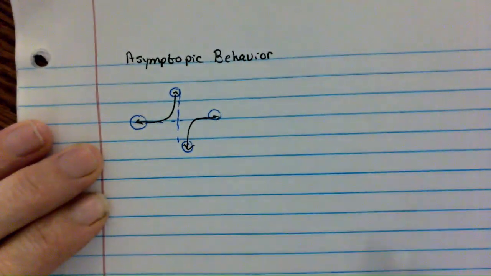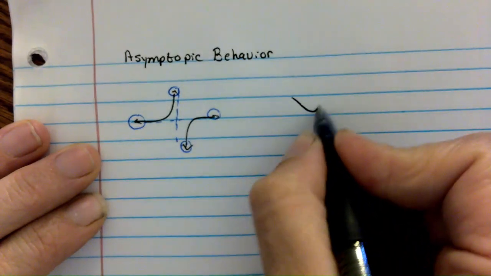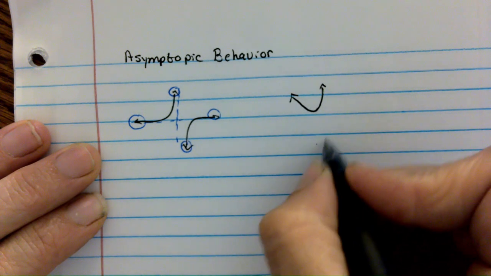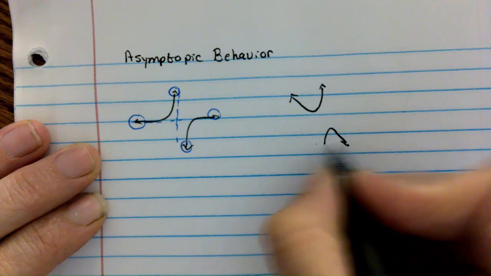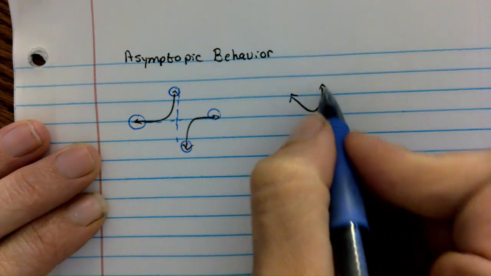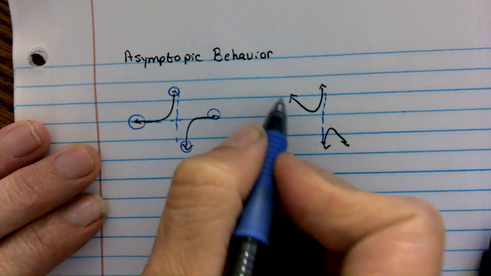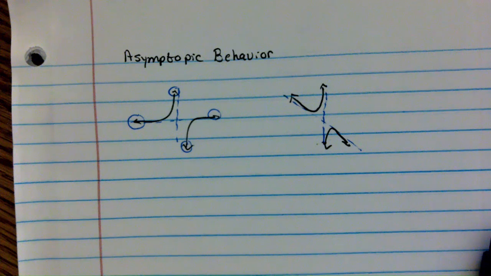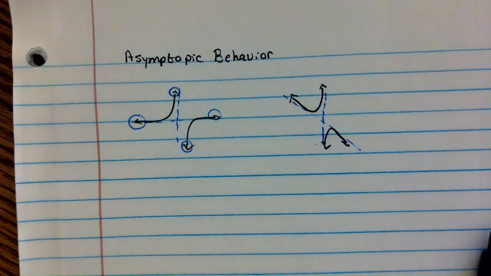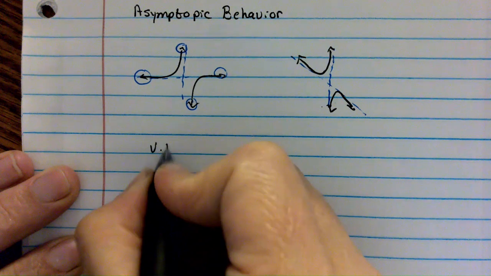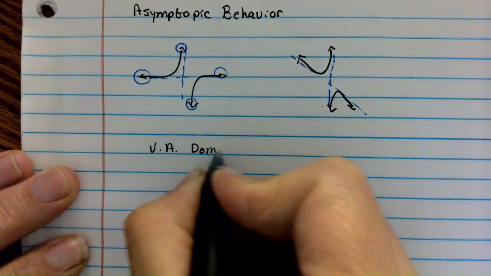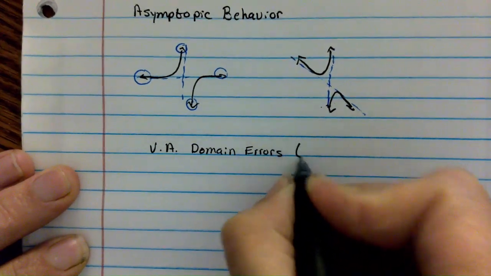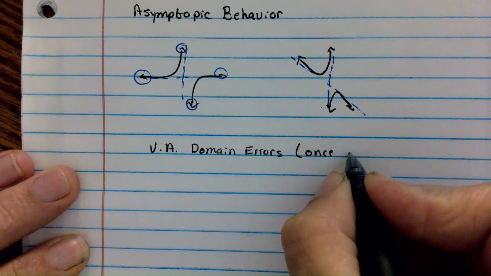Okay. Whereas you might see some that might look like this. And in this case, we still have a vertical asymptote, but now instead of a horizontal asymptote, we have a slant asymptote, okay, also known as an oblique asymptote. So when it comes to vertical asymptotes, your vertical asymptotes are your domain errors, once you exclude any holes.